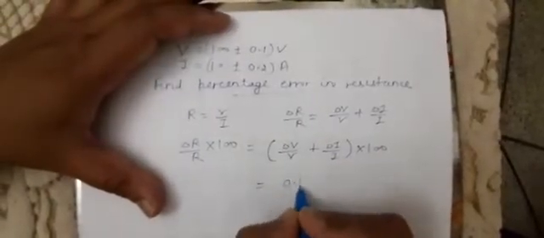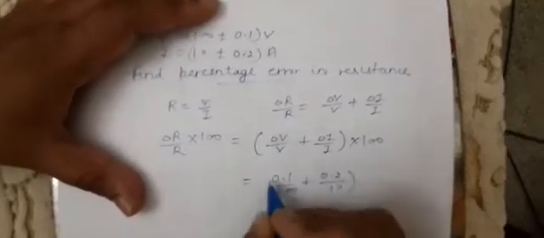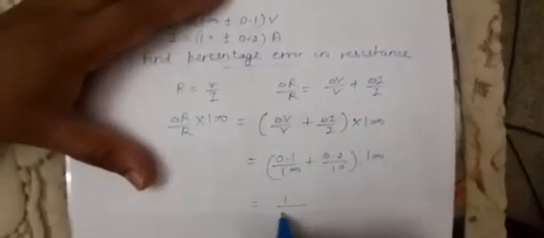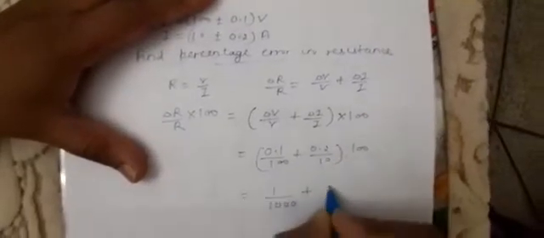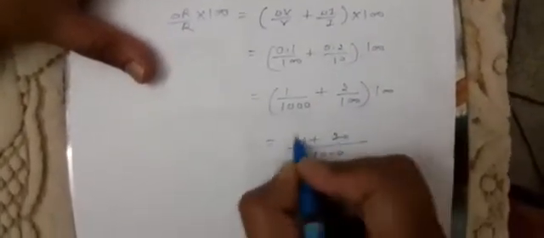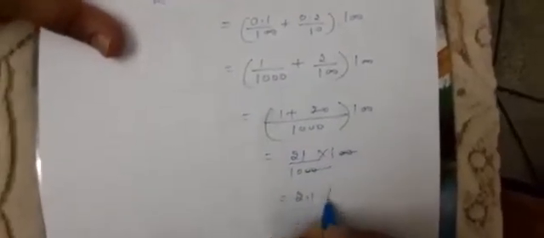Del V is 0.1 upon 100 plus 0.2 upon 10, into 100. So here again you will take its LCM. This is 2 upon 100. The step is almost in the similar way you will proceed. It is the same LCM. 1 plus here it will be 20, into 100. This is 21 upon 1000, into 100. So it will come out to be 2.1%.